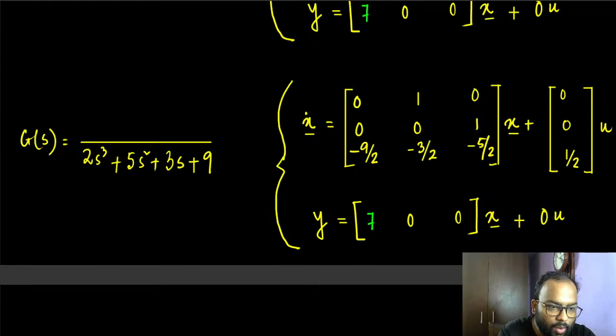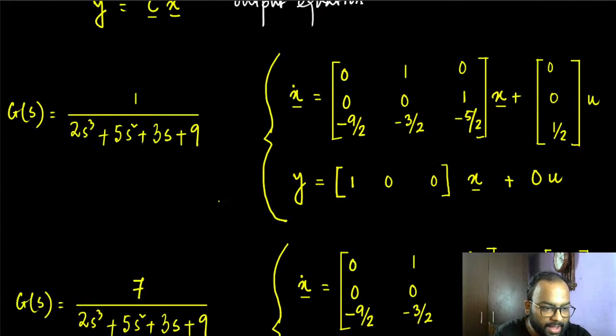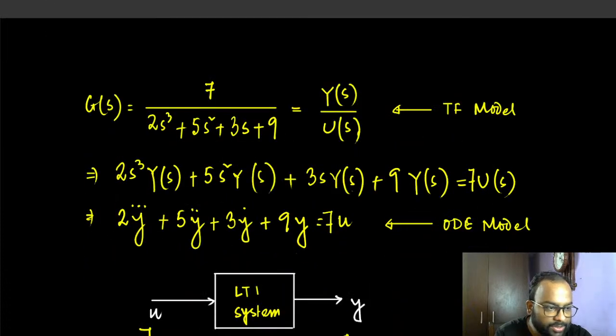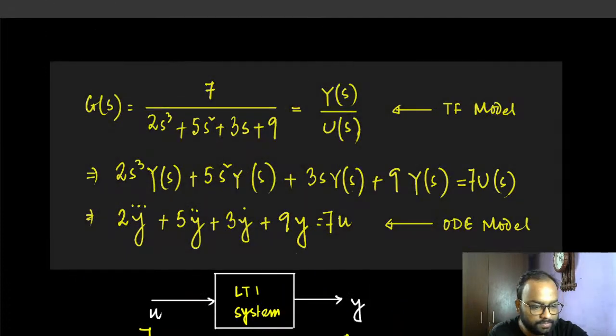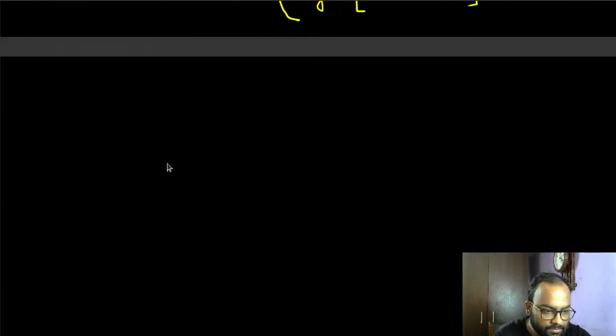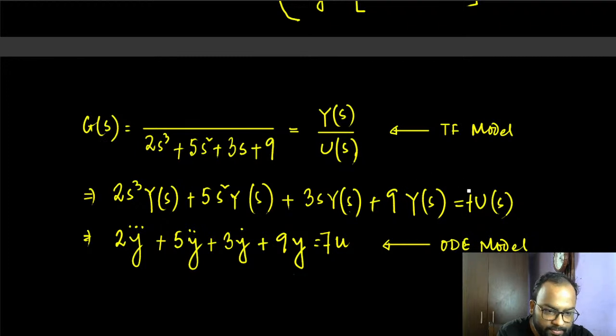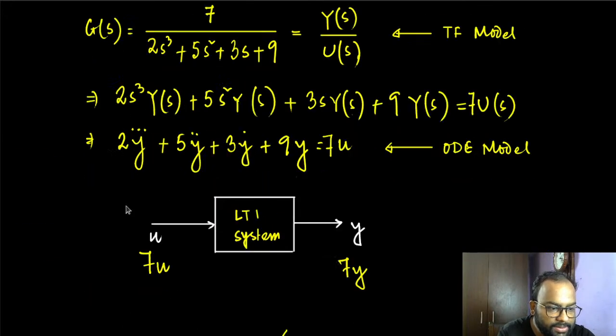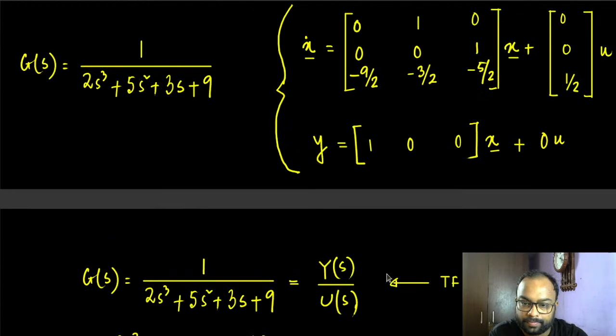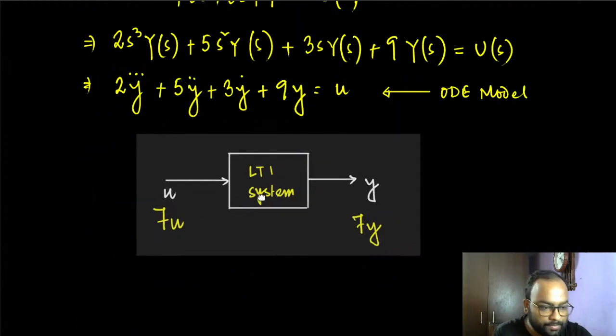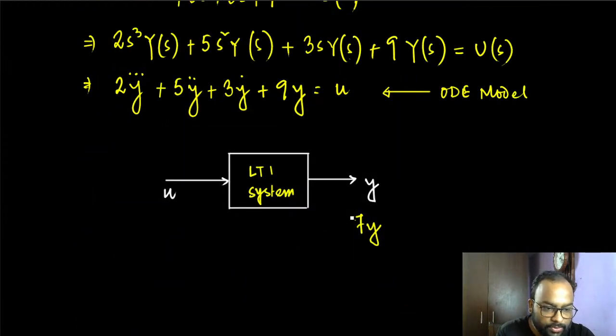Let me go back and write down 1 here, so that I have a 1 here. Now bring this calculation back, and let me bring this picture as well. So this is u and this is y.